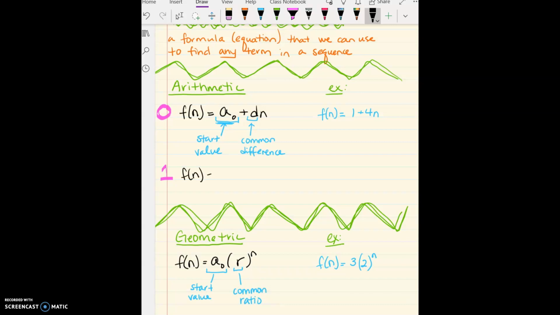So f of n is equal to, but instead of a sub 0, we're going to have a sub 1. We still added our common difference, but because we started at 1, we don't have just n, we have n minus 1, and we need to put n minus 1 in parentheses like that. So if I point out and label our information, this a sub 1, remember it's our start value.